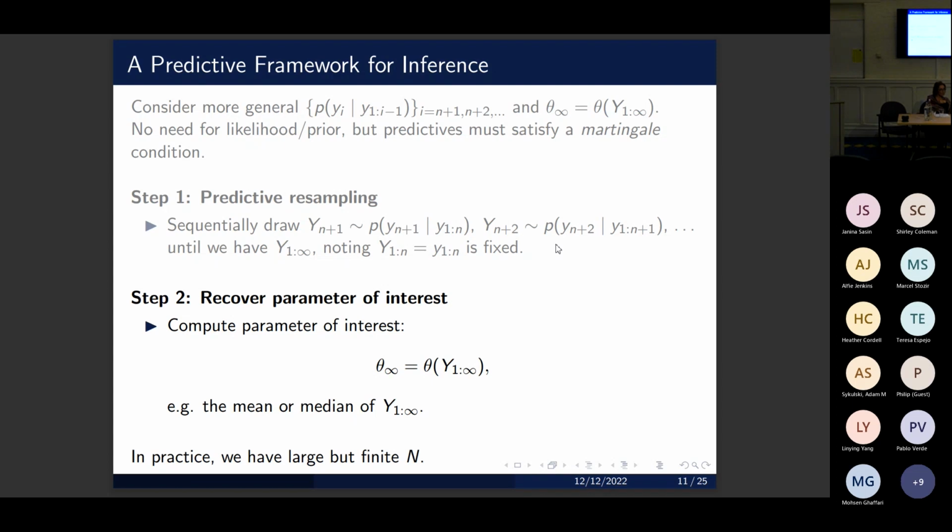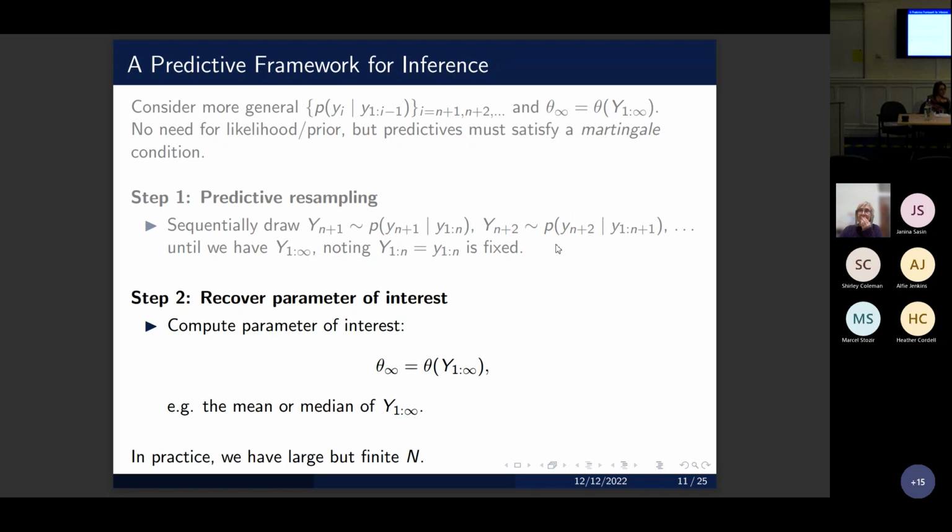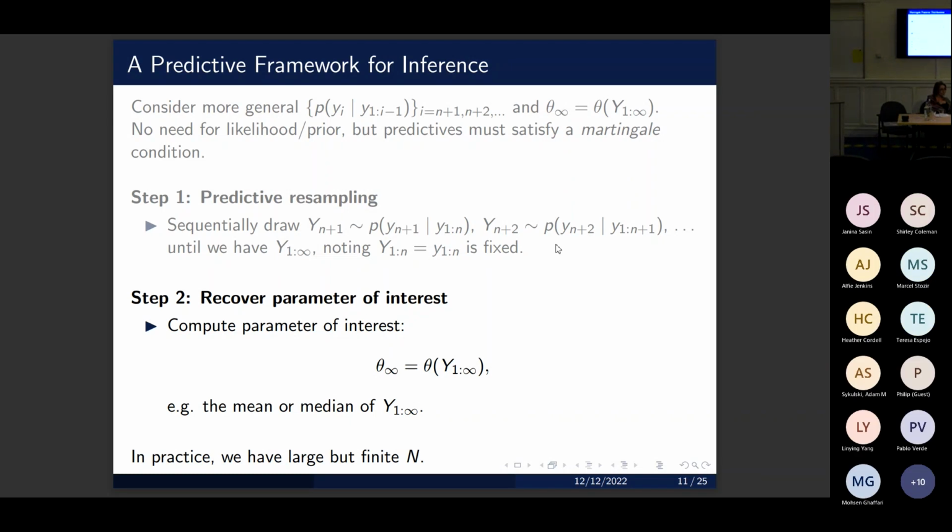We formalize this a little bit more in the paper, and I will talk about this in the discussion meeting. But for now, you can just think of it as some kind of function of this entire population, like the population mean or the population median. And in practice, you can actually do this for a large but finite capital N, and we can show that this converges to the right thing.